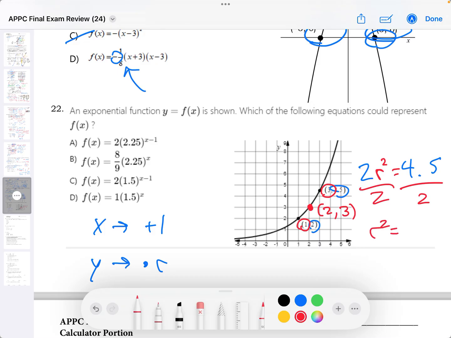by applying the ratio 2 times, I got to a multiplier of 2.25, in which case I need to square root that and realize that the 1-time ratio is 1.5, which in this case 2 times 1.5 would give me 3, 3 times 1.5 would give me 4.5. So that's going to tell me that A and B are out as possible solutions.